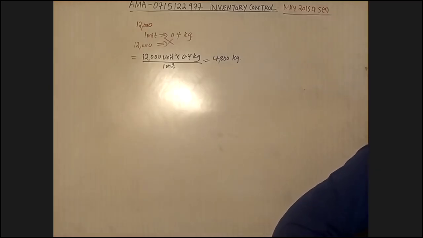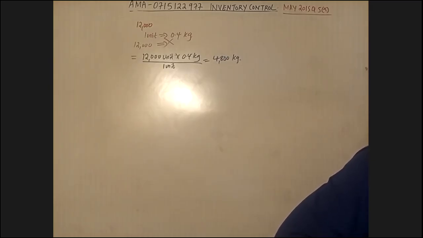So 1000 plus 500 inakupatia 1500. 1500 plus 500 inakupatia 2000. 2000 plus 500 inakupatia 2500. Then 2500 plus 500 inakupatia 3000. So each order is made at a multiple of 500.